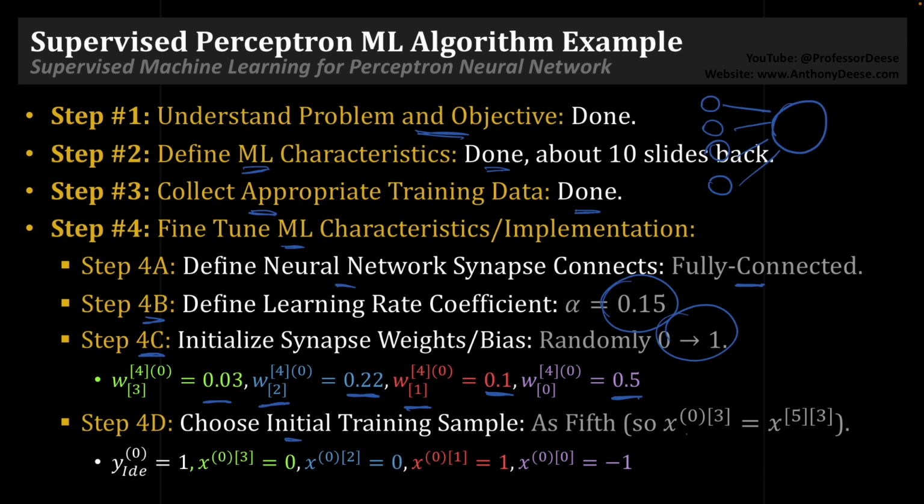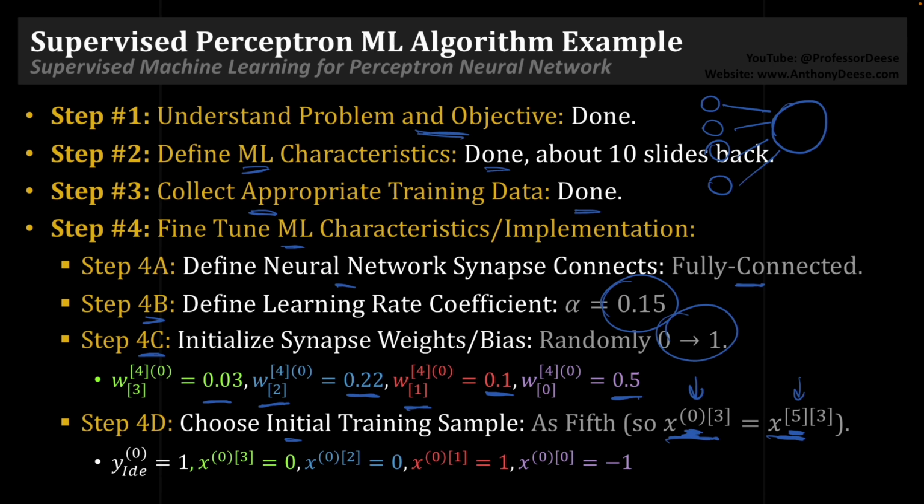So what we're saying is that for iteration 0, the 0th iteration, we are using training sample number 5. So any place you see x superscript (0) in brackets, that's the same as x superscript (5) in parentheses. The 0th iteration is using the 5th training sample.